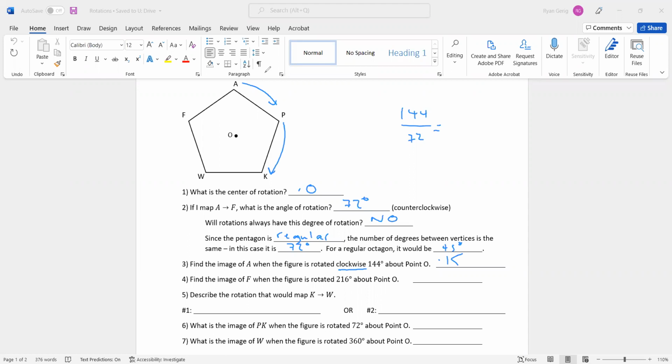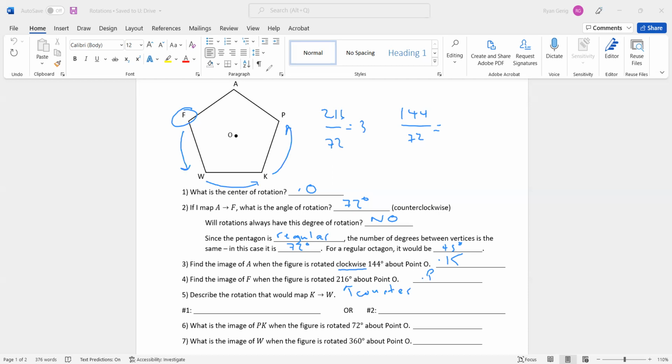Find the image of F. Now I'm starting at F. Okay. Starting at F. Might be a good idea to circle where I'm starting. When the figure is rotated 216 degrees about point O. Didn't say a direction. So what am I thinking? This one's counterclockwise. So that would be this direction. Well, how many steps am I taking? 216 divided by one step, which is 72, gives me 3. I go 1 step, 2 steps, 3 steps, and I'm landing at point P. All right.